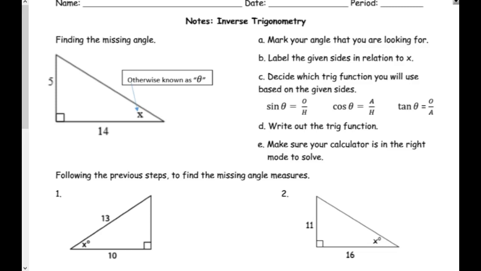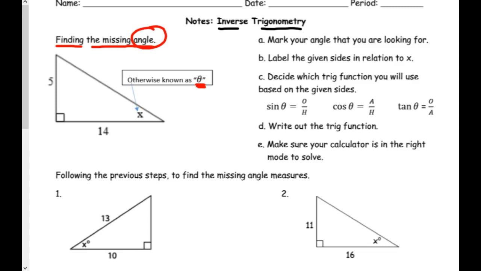Inverse trig, but we need to go over inverse trigonometry. Basically, inverse trigonometry is just like trigonometry. Instead of finding a side, you're finding the missing angle. Okay? So if you look at this picture, I got a 5, I got a 14, and I got an x, otherwise known as theta. Remember that? So if you look off to the right, here are our steps.